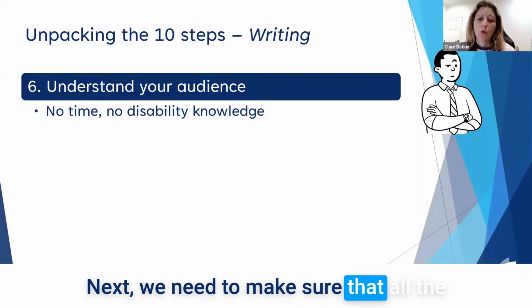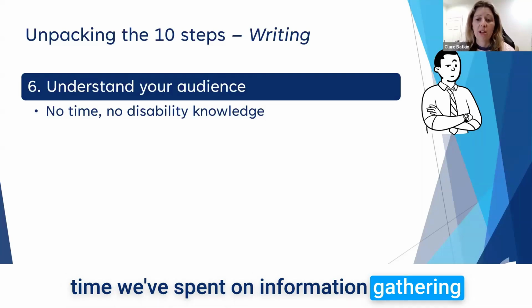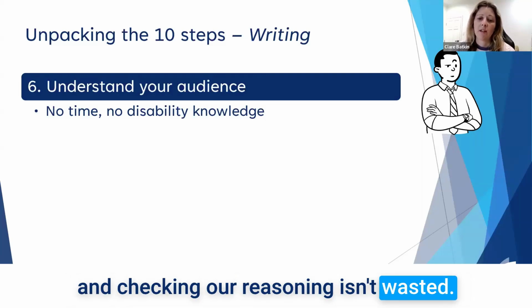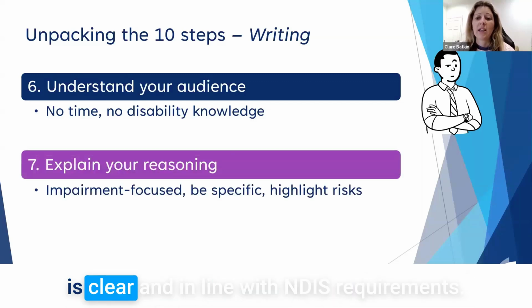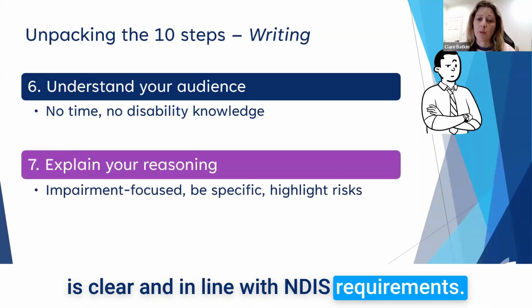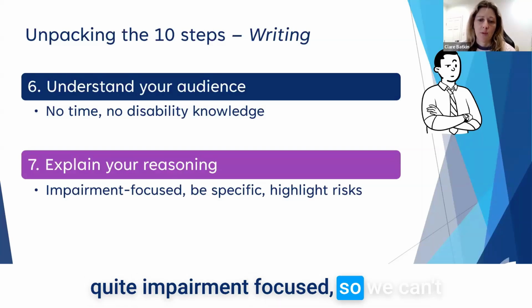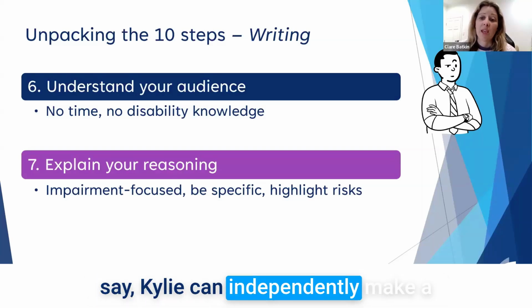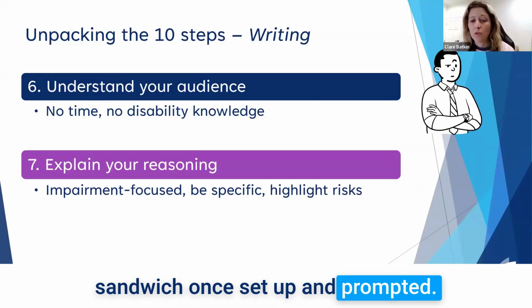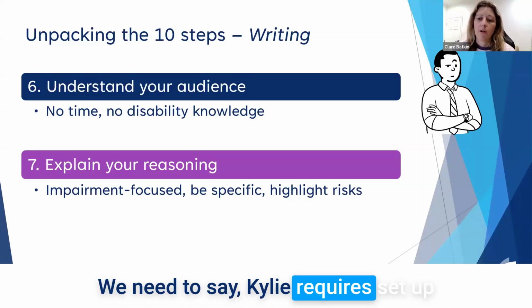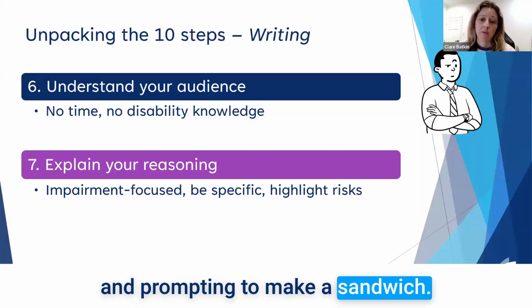Next, we need to make sure that all the time we've spent on information gathering and checking our reasoning isn't wasted. You need to make sure that your reasoning is clear and in line with NDIS requirements. So this unfortunately means being quite impairment focused. So we can't say Kylie can independently make a sandwich once set up and prompted. We need to say Kylie requires setup and prompting to make a sandwich.